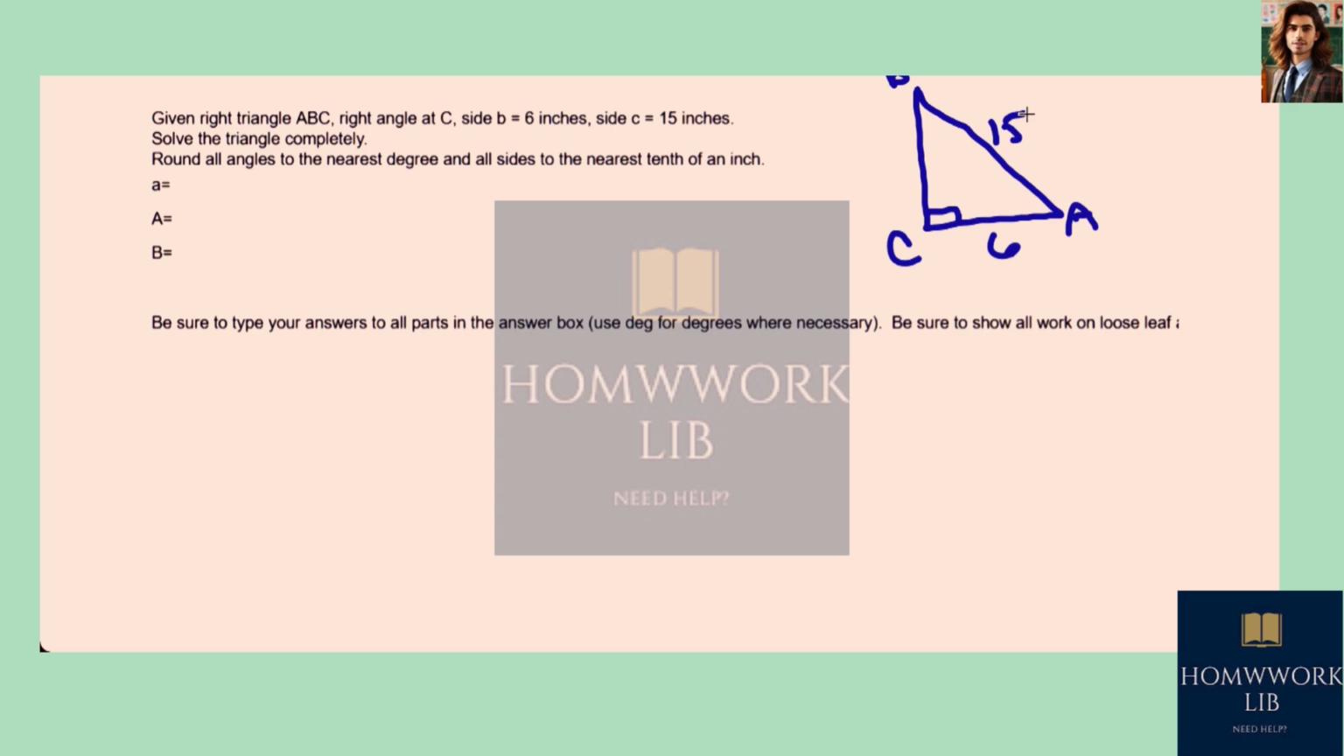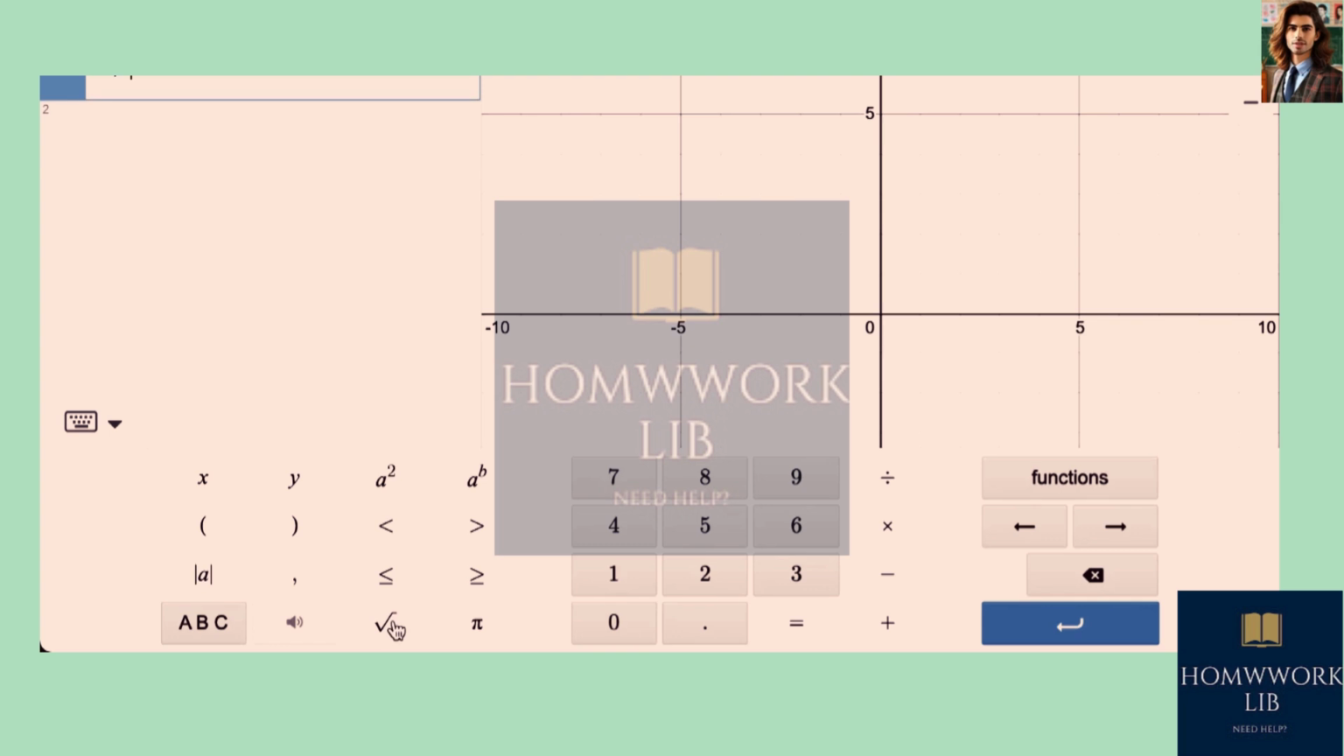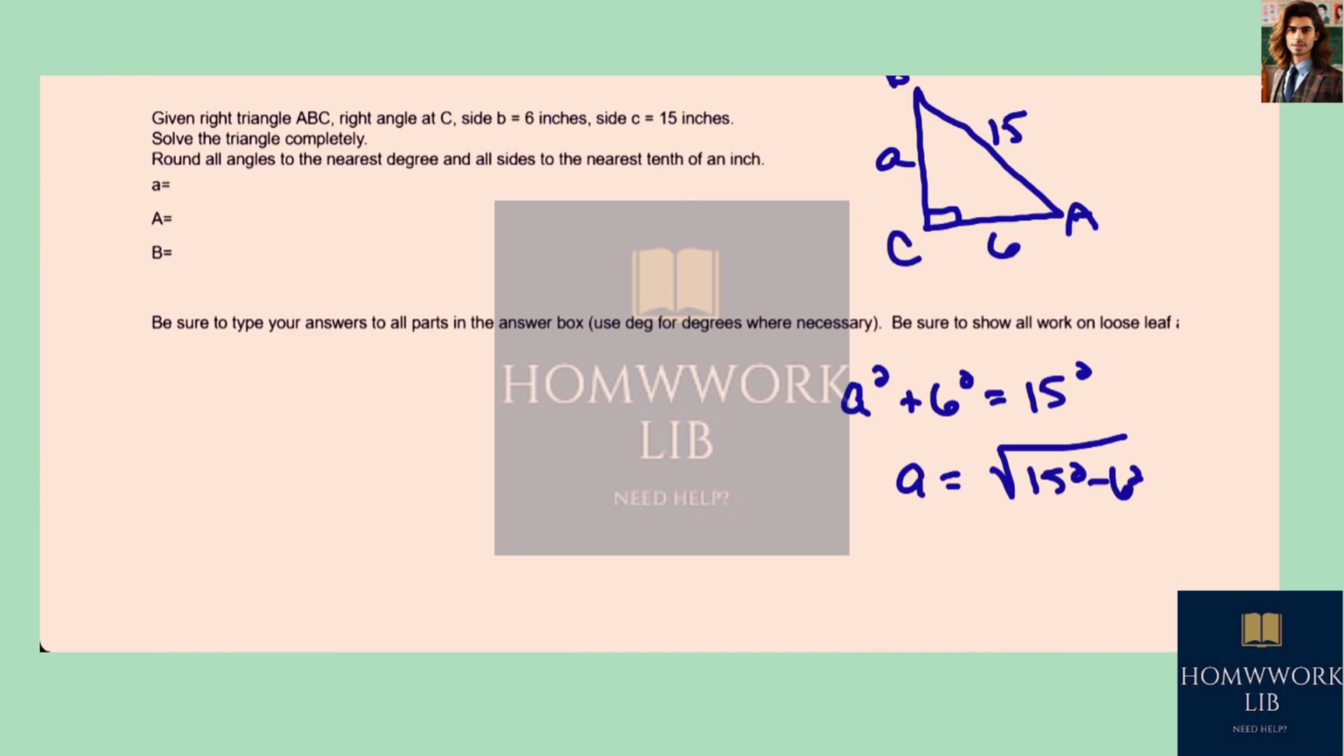So if we're going to solve the triangle completely, then we need to first find side A. We use the Pythagorean theorem to do this. A squared plus 6 squared would be equal to the hypotenuse 15 squared. So A would be equal to the square root of 15 squared minus 6 squared. You'll subtract 6 squared and then square root. So the square root of 15 squared subtract 6 squared, angles to the nearest degree, sides to the nearest tenth. That would be 13.7.